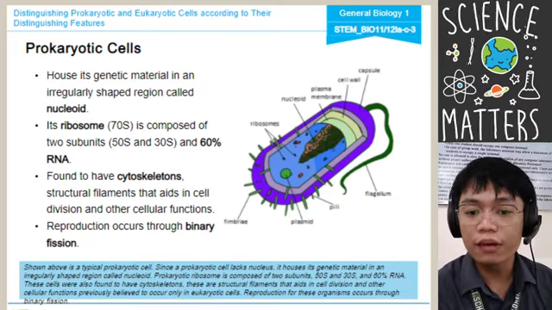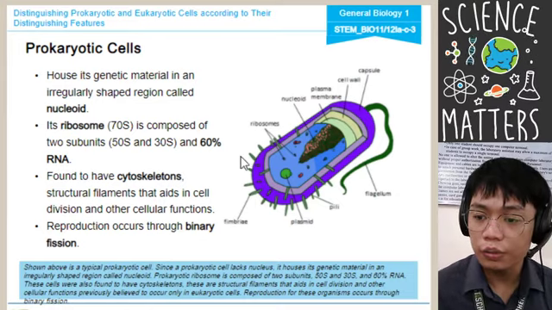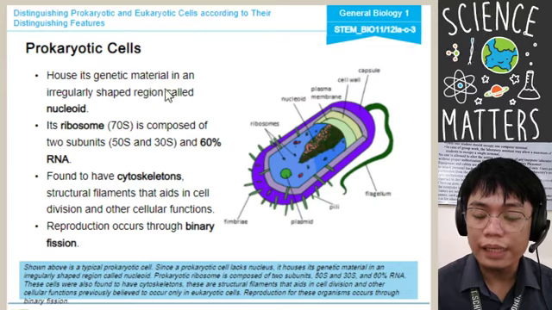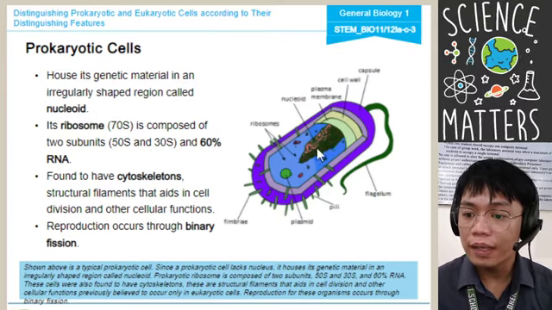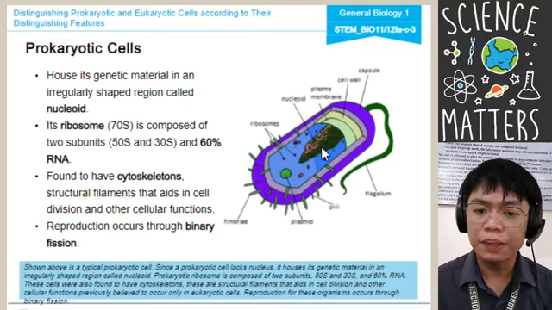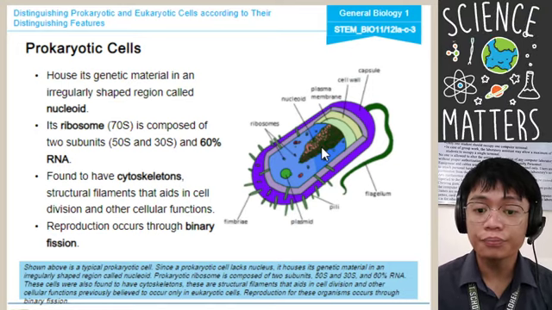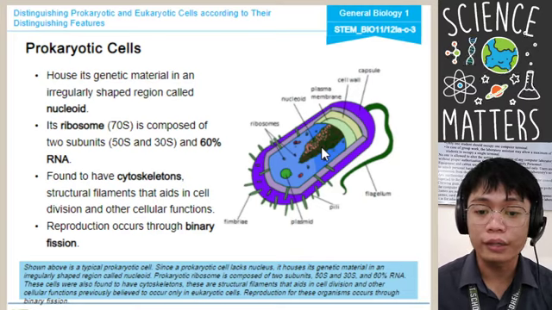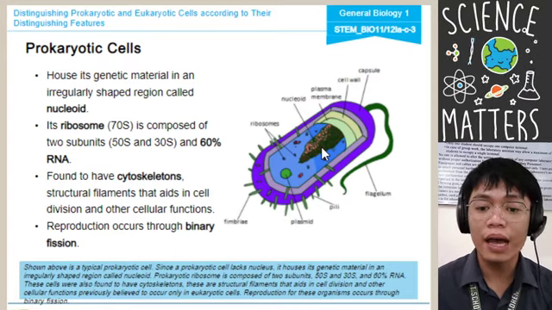So now let's discuss further the prokaryotic cell. A very good example of prokaryotic cell is the bacillus, which is being illustrated here. The prokaryotic cell houses its genetic material in an irregularly shaped region called the nucleoid. Okay? Sa nucleoid, doon mo matatagpuan yung tinatawag na DNA. Okay? So, kapag genetic region ang pinag-uusapan, we are talking about the DNA of that organism. So, we can find the DNA of the prokaryotic cell in the region called nucleoid. Unlike sa eukaryotic cell, we have the nucleus, right? So in the prokaryotic cell, we have the nucleoid.